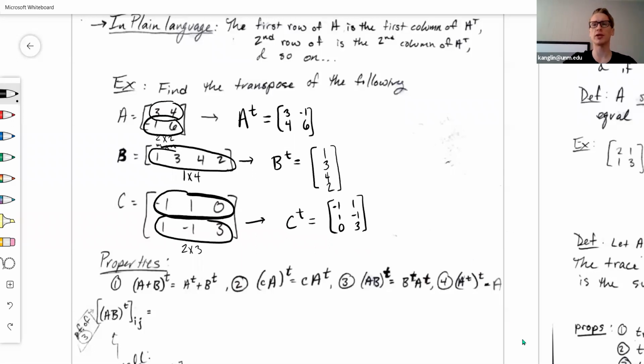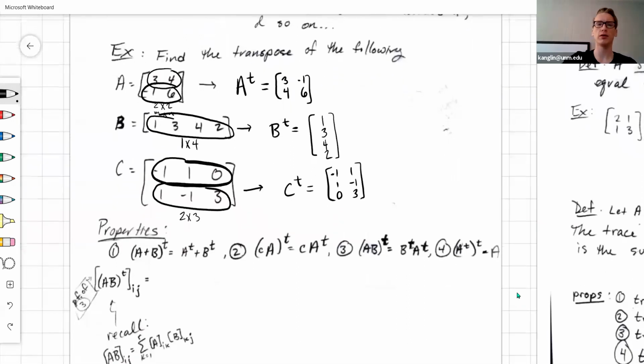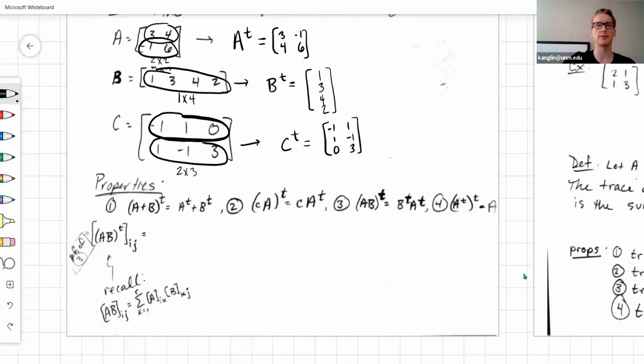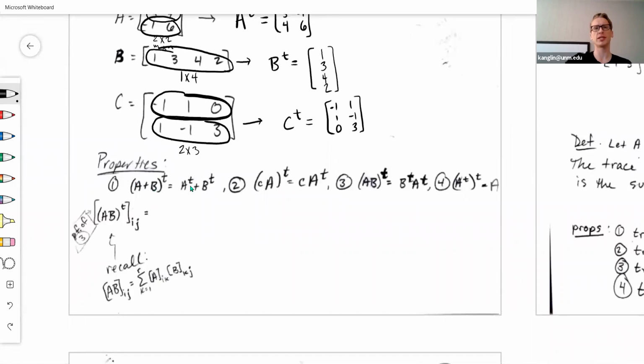Okay, let's look at some properties of these transposes. I'll even prove one that I think is pretty interesting. Some properties here: if you take a sum of 2 matrices, A plus B, and you take the transpose of that sum, it turns out you can actually take the transpose of each matrix individually before adding them. So A plus B transpose is A transpose plus B transpose.